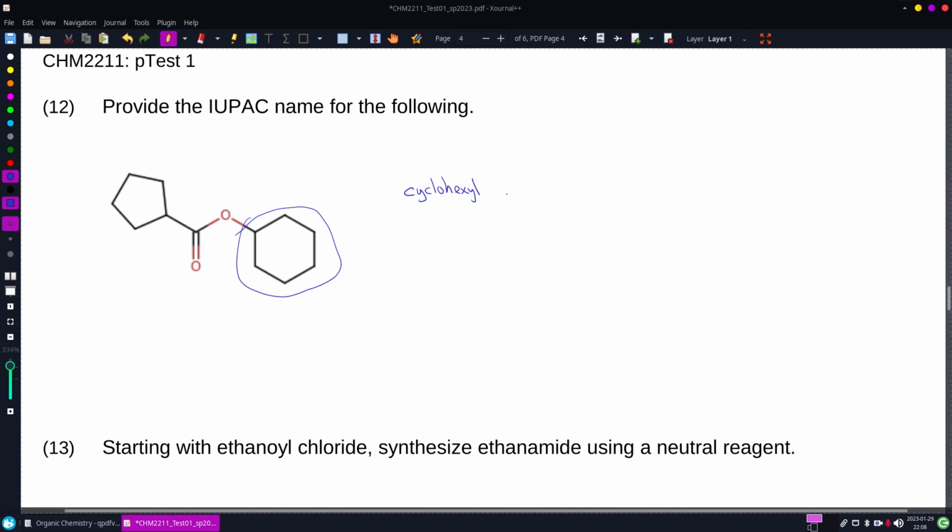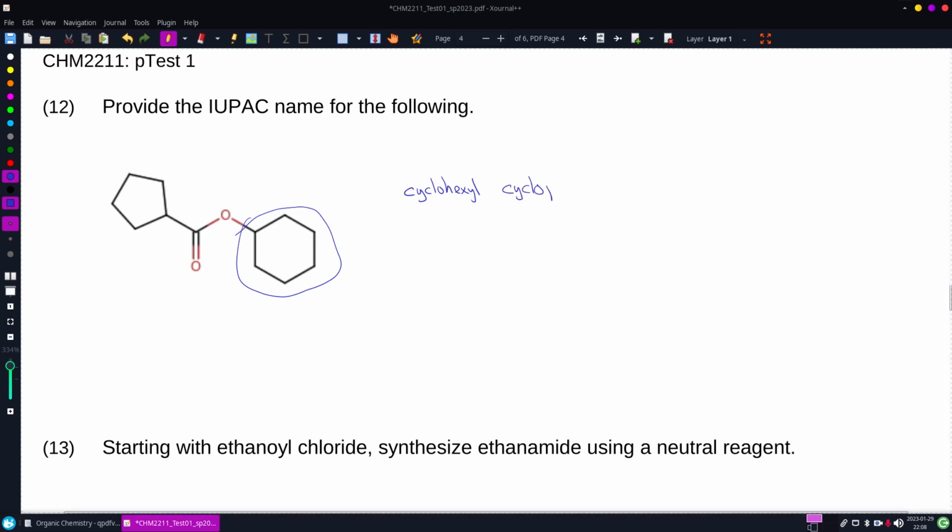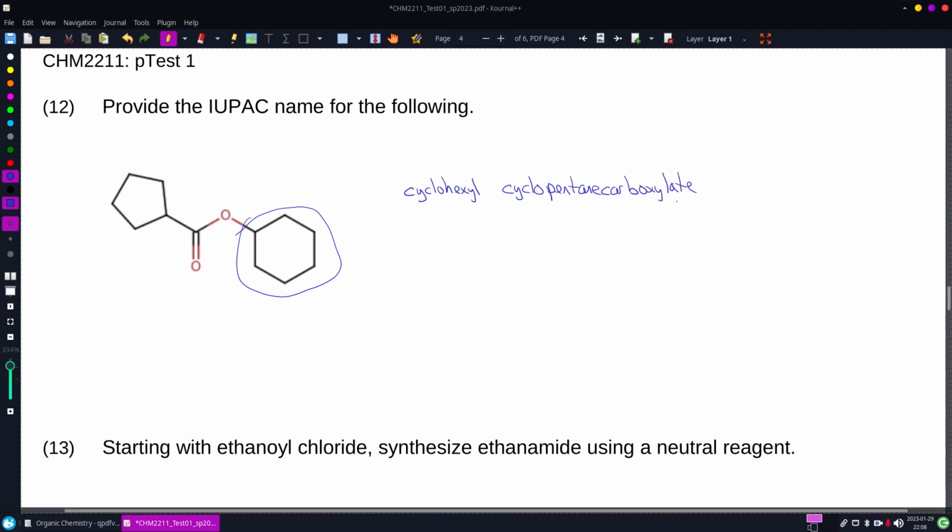Cyclohexyl, then we're going to list that cyclopentane. And then we're going to do carboxylate. Cyclohexyl cyclopentane carboxylate.